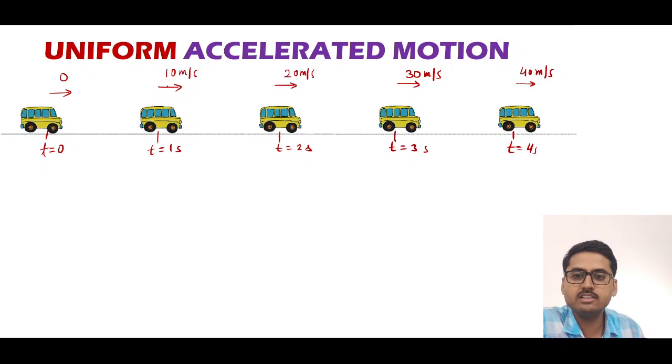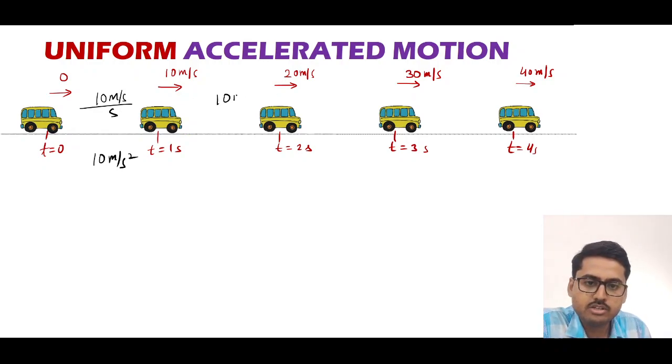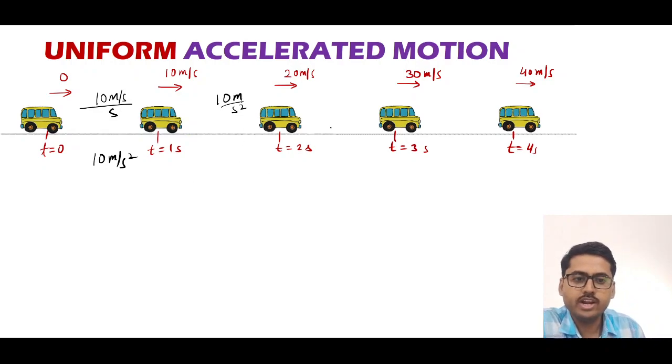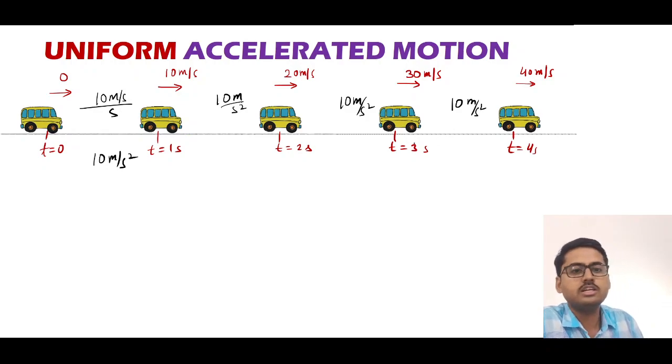So here if you find the acceleration, you'll find that acceleration is basically 10 meters per second per second, so it is 10 meters per second square. And again here, if you see the acceleration, that is again 10 meters per second square. So you find that acceleration is constant, and that is why it is called uniform acceleration, accelerated motion. And we are going to learn the derivation for uniformly accelerated motion only, where the acceleration is uniform.